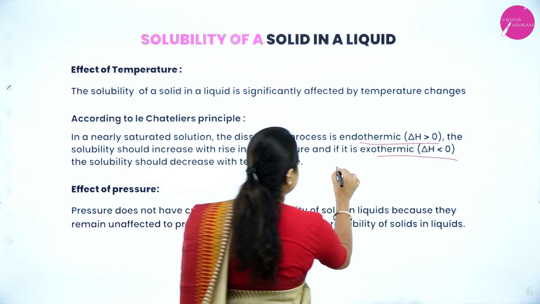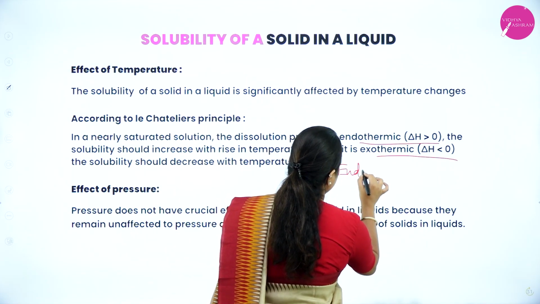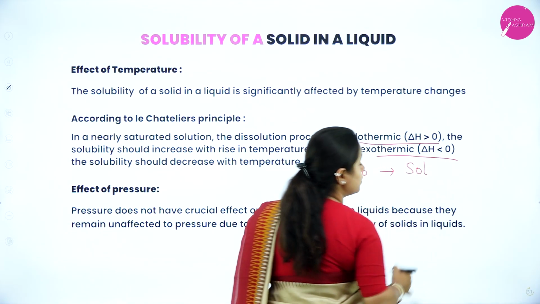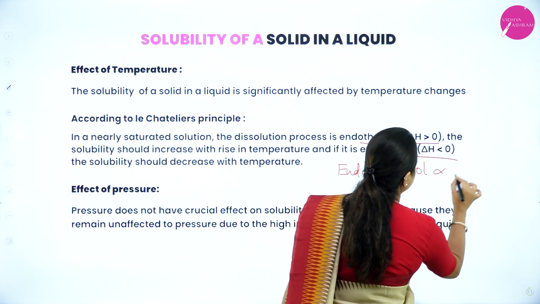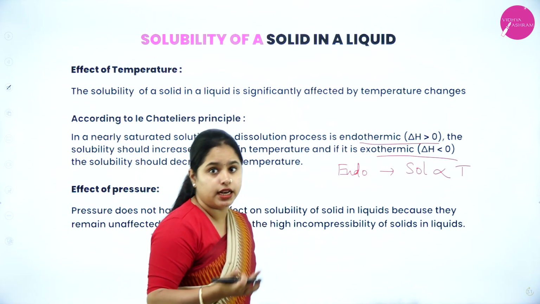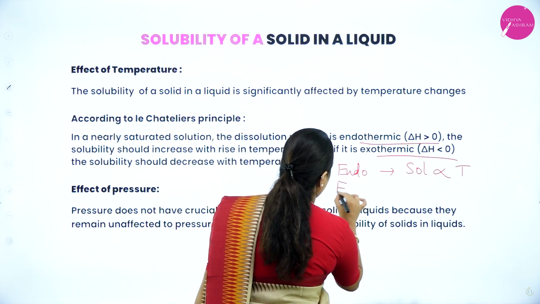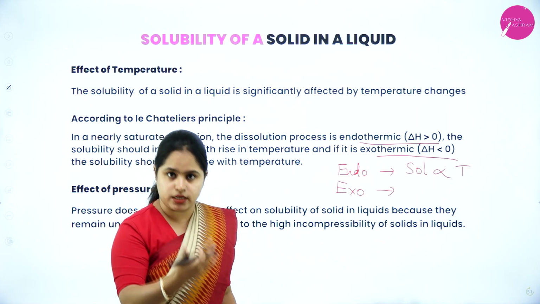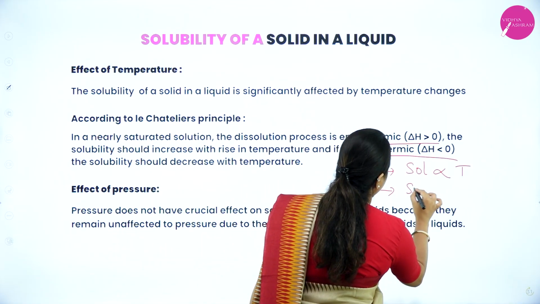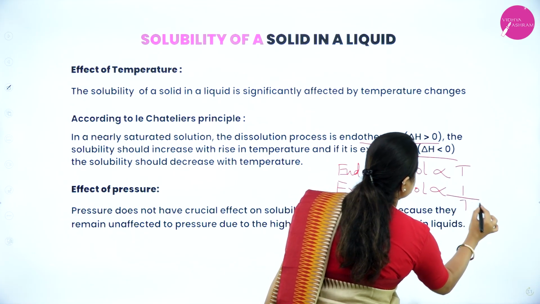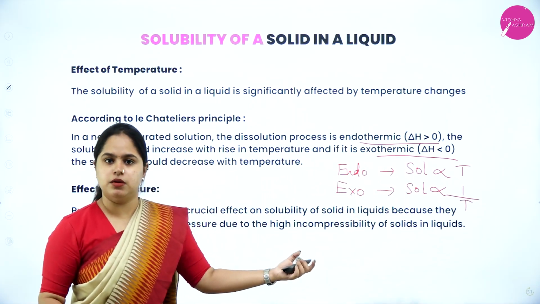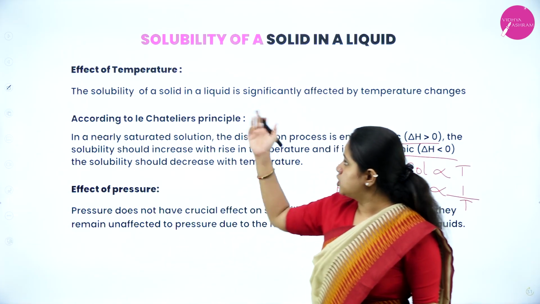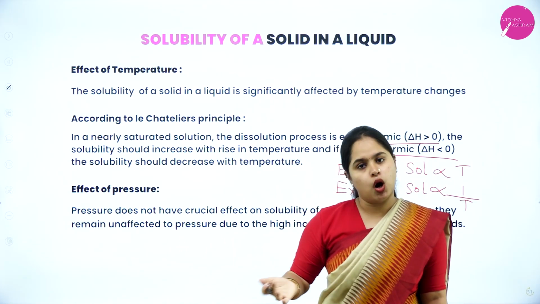So, if it is an endothermic process, what happens to the solubility? It increases with temperature. It is directly proportional. And if the dissolution process is exothermic, then solubility will decrease with increase in temperature. That is, it becomes inversely proportional. So, you are clear with the effect of temperature on the solubility of a solid in a liquid.